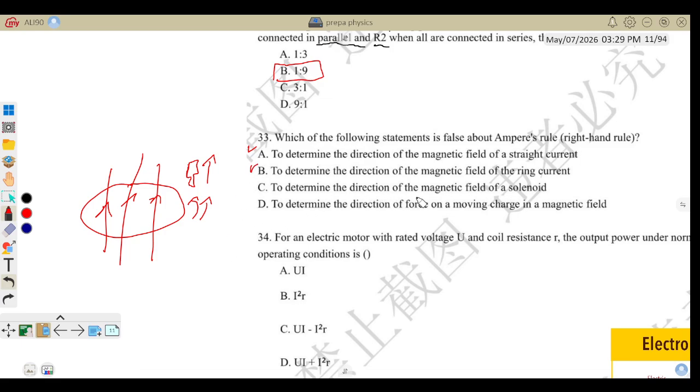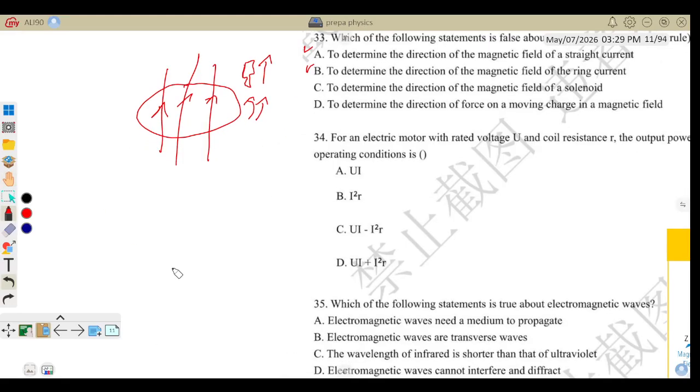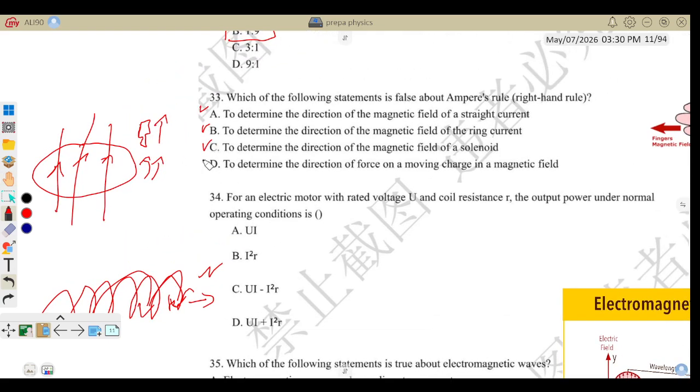To determine the direction of the magnetic field of a solenoid, the same. If we have a solenoid and put our hand so the four fingers are pointing along the turns, the thumb will point to the north pole of this solenoid. That means the thumb will point in that direction. Okay, so C is correct as well.